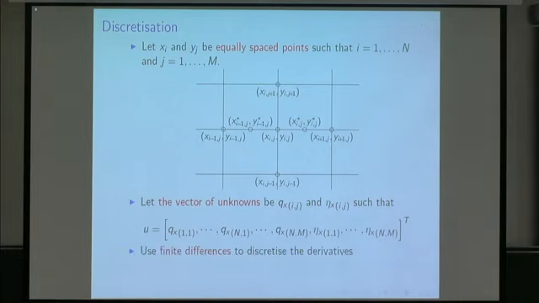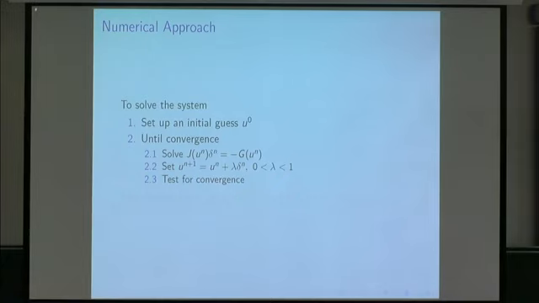And then you're going to use finite differences on this regular grid to discretize the derivatives. So you obtain 2 times m equations, and you'll end up solving some problem that looks like g of u is equal to 0. All right, so you use Newton's method: set up an initial guess, and until convergence, solve this. It's the same thing that you would do in 2D, but you do this in 3D.